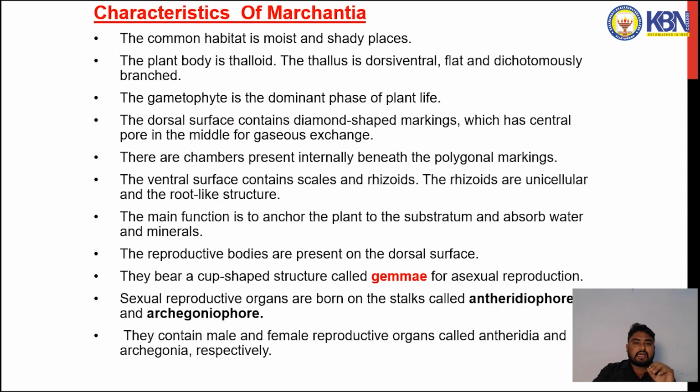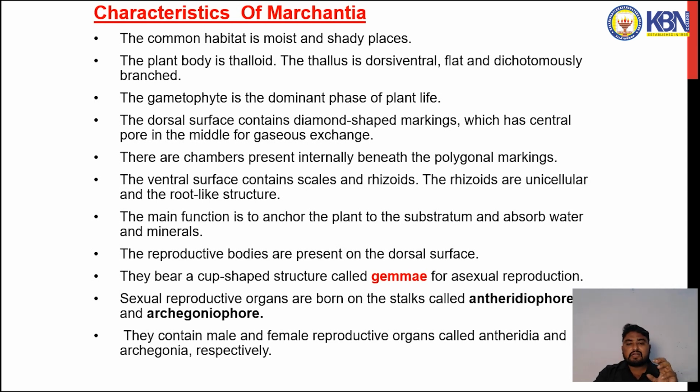The characteristics of Marchantia: the common habitat is moist and shady places. The plant body is thalloid. The thallus is dorsiventral, flat and dichotomously branched. The gametophyte is the dominant phase of the plant life. The dorsal surface contains diamond-shaped markings, each with a central pore, which is meant for gaseous exchange. There are chambers present internally beneath the polygonal markings.